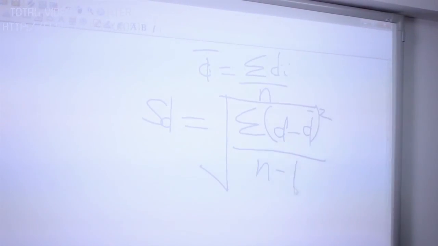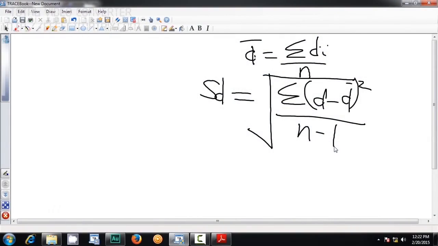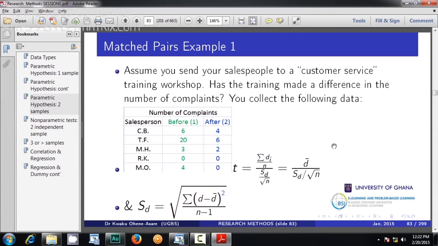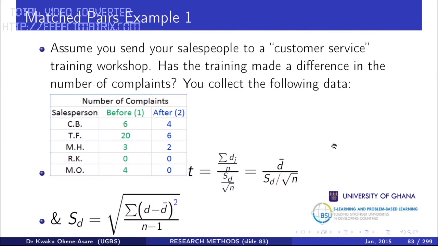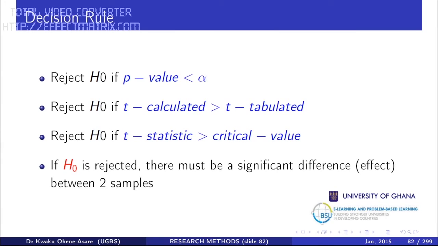So these are the key important things you need to note about the calculated. Now we are going to get an example right here. Let's remember our decision rule again, in case you have forgotten. Reject if the calculated is greater than tabulated. You remember it still stands.